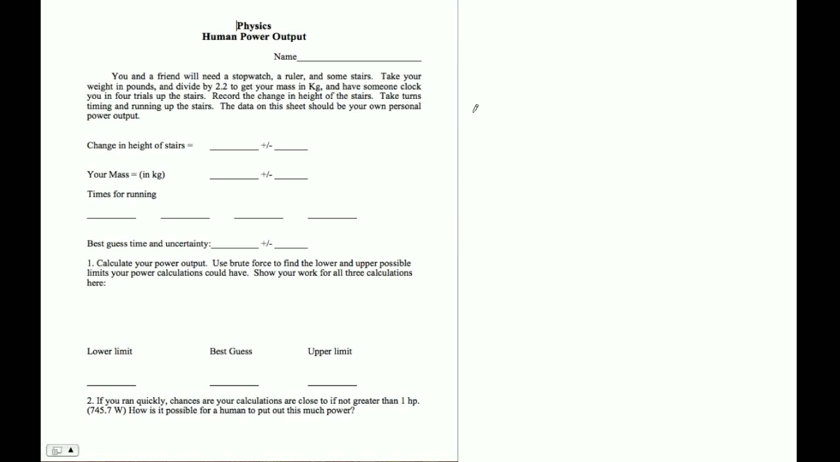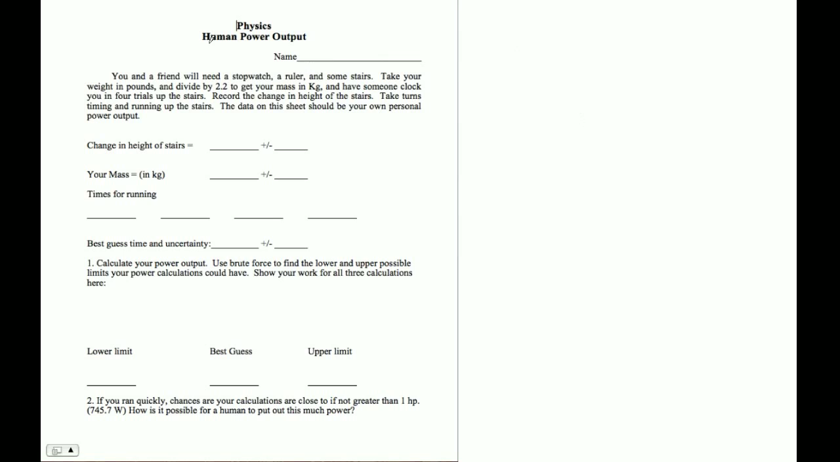Welcome to the excitement that is the Human Power Output Lab. One exciting development here is that I found a red pen. I think that's kind of cool. I hope you still take me seriously, though. I've used a blue pen up until now, but I'm going to use a red pen for this one.